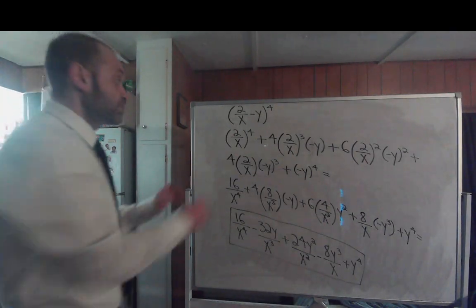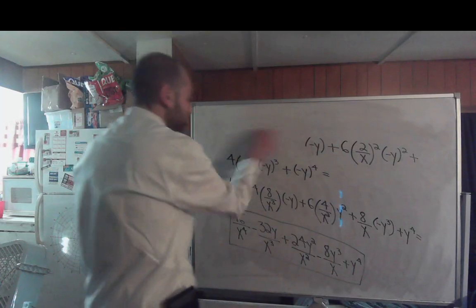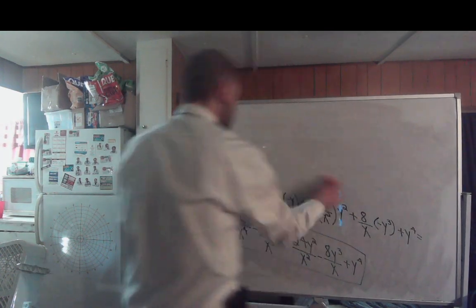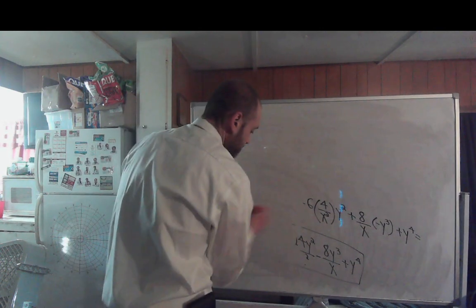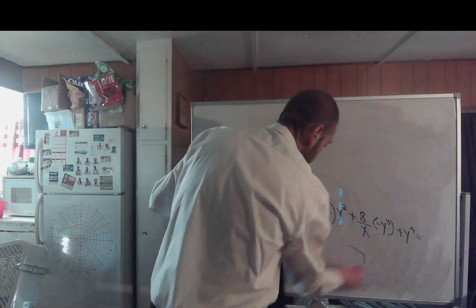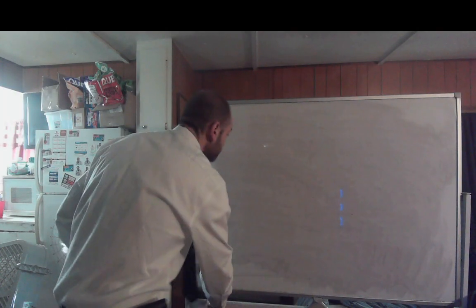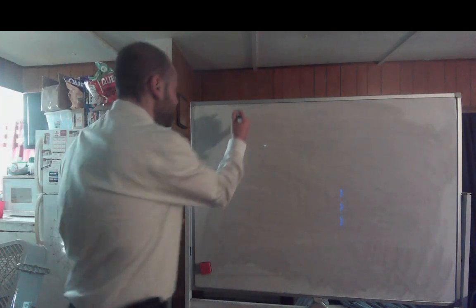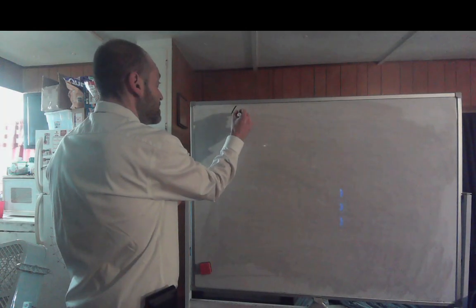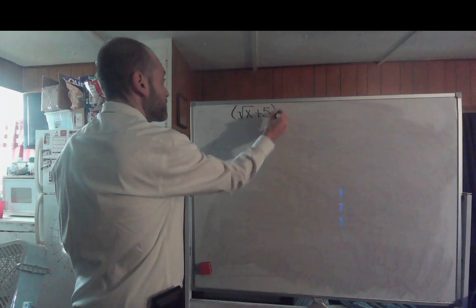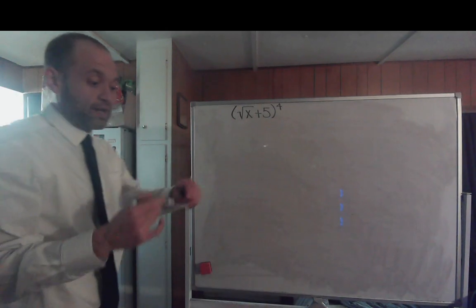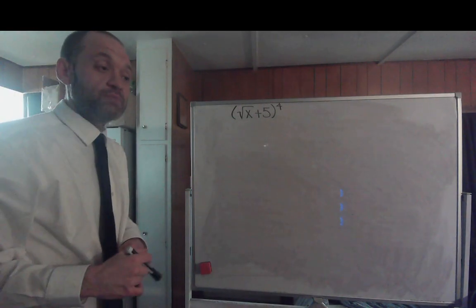Alright, so we can also expand radicals. We'll get into some radicals here. So let's say I take something like the square root of x plus 5 to the fourth. So now I have a radical in the binomial. Well, we're going to do this much the same way.